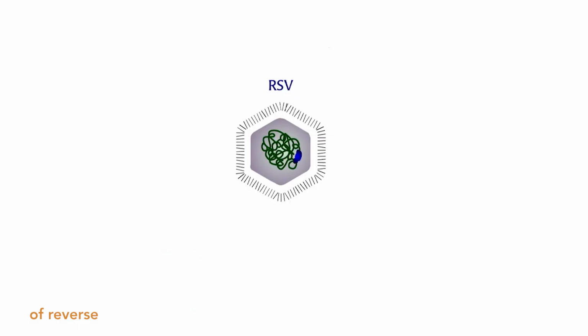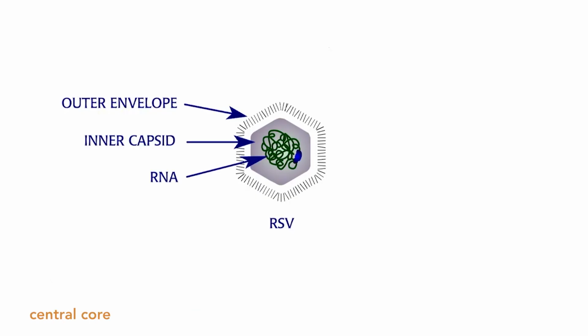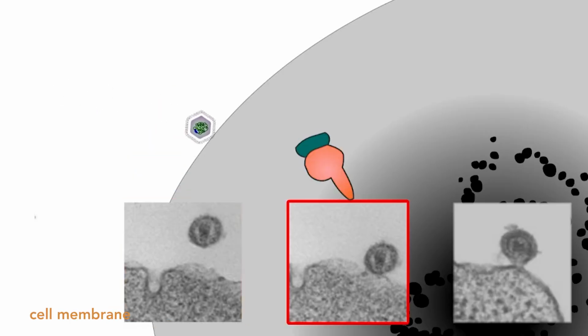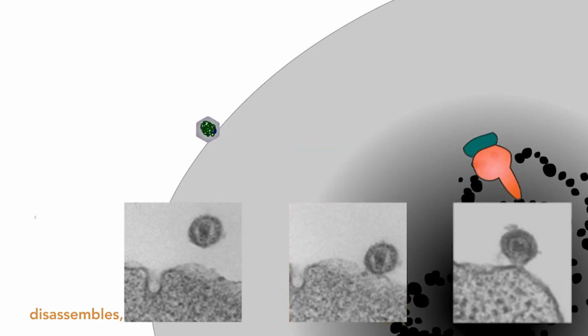The discovery of reverse transcriptase helped to clarify the life cycle of retroviruses, which consist of an outer envelope, an inner capsid, and a central core containing the RNA template and the reverse transcriptase enzyme. When the virus infects a cell, the viral envelope fuses with the host cell membrane and the capsid disassembles, releasing the RNA and reverse transcriptase into the cytoplasm of the host cell.